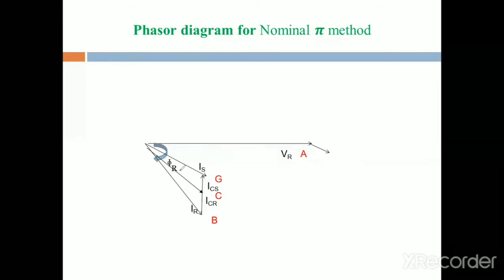This is the IL, that is the line current IL. IR plus ICR is equal to the IL. At an angle of 90 degrees, we draw the ICS, that is the current flowing through the sending end capacitance. By adding this IL and ICS, we obtain the IS. This we already observed in the equivalent circuit diagram.